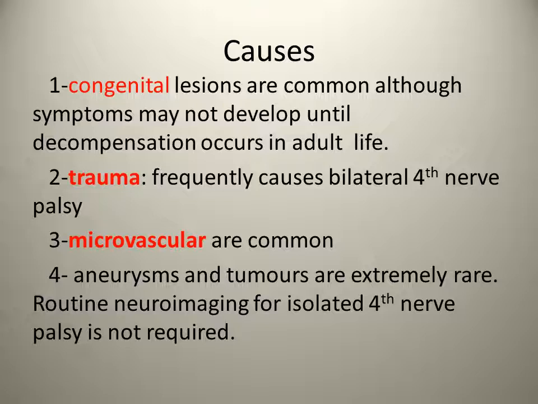Number three, microvascular, and the setting, as we said, is the same: old or middle aged with vasculopathy, with diabetes, hypertension, and so on. Number four, aneurysms and tumors are actually extremely rare. It is extremely rare for an aneurysm or a tumor to cause isolated fourth cranial nerve palsy. Usually they cause a combination of two or three nerves, the third and fourth, or the third, fourth and sixth. So this is why routine neuroimaging for isolated fourth nerve palsy is not required.